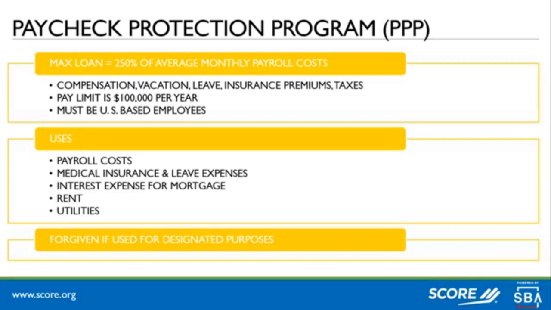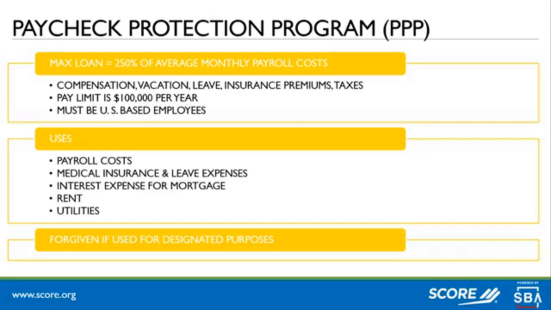So the big issue with this is that it will be forgiven if you use it for the designated purposes. So when you fill out your application on this, you need to define how you will be using the money. And then as long as you stay within those guidelines, at the end of the loan period, the loan will be forgiven, which is a pretty nice deal.